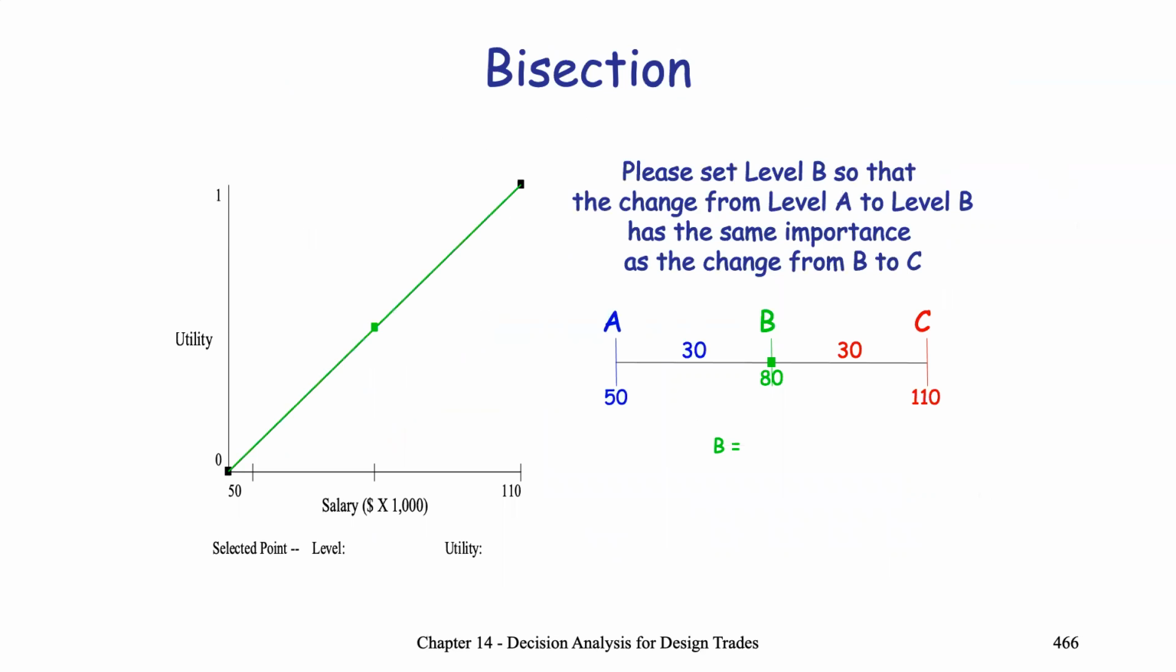For bisection, the instruction is: please set level B so that the change from level A to level B has the same importance as the change from B to C. So we're cutting it in half, and we want to see how we go from 50 to 110. Basically, we just cut it in the middle, so B would be at 80. That would be bisection.